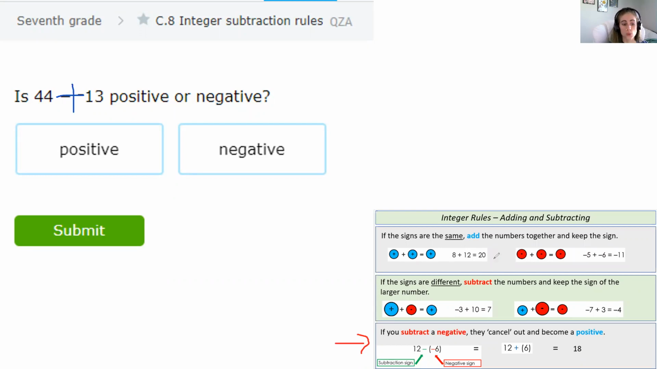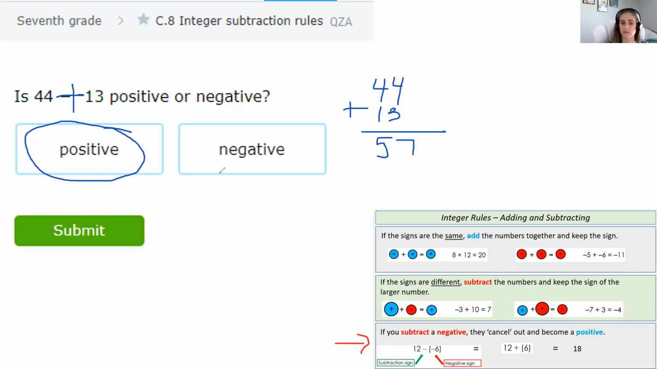Now that we've done that, we need to look and see, does it follow the rules where they're the same or they're different? Well, both of our numbers are the same, which means we add them and keep the sign. 44 plus 13, 4 plus 3 is 7, 4 plus 1 is 5. We keep the sign the same. Our answer is a positive 57. All right.